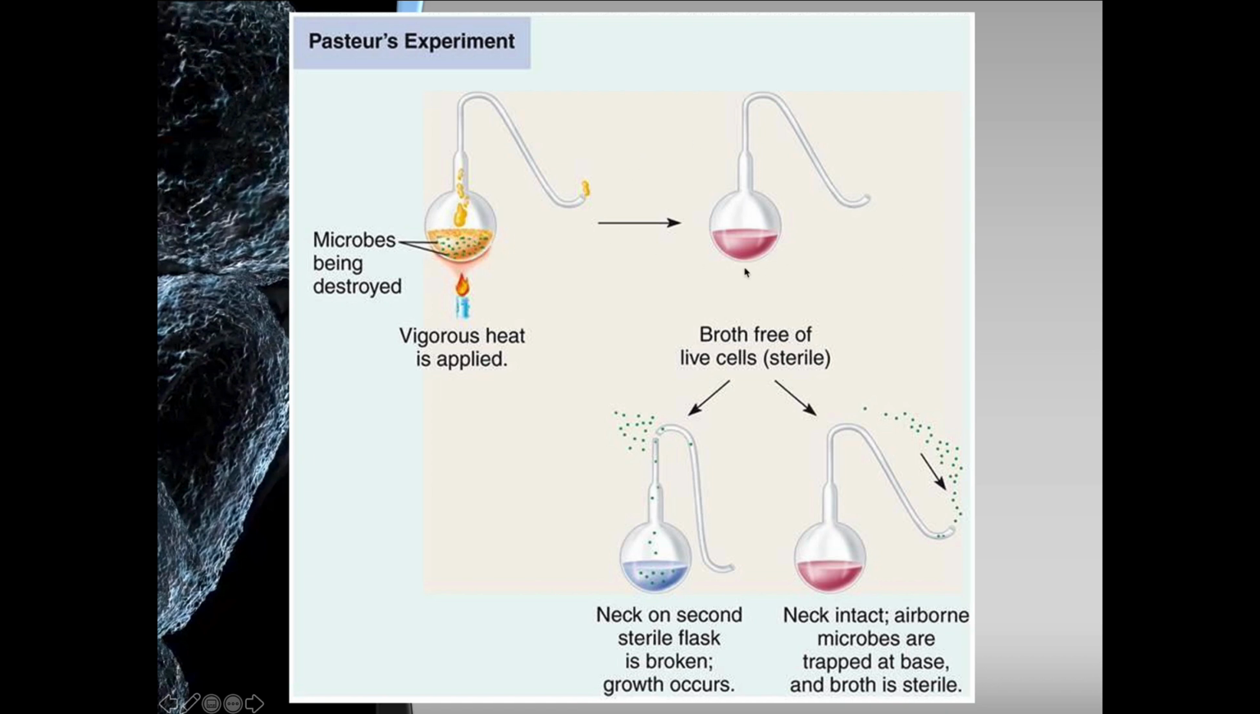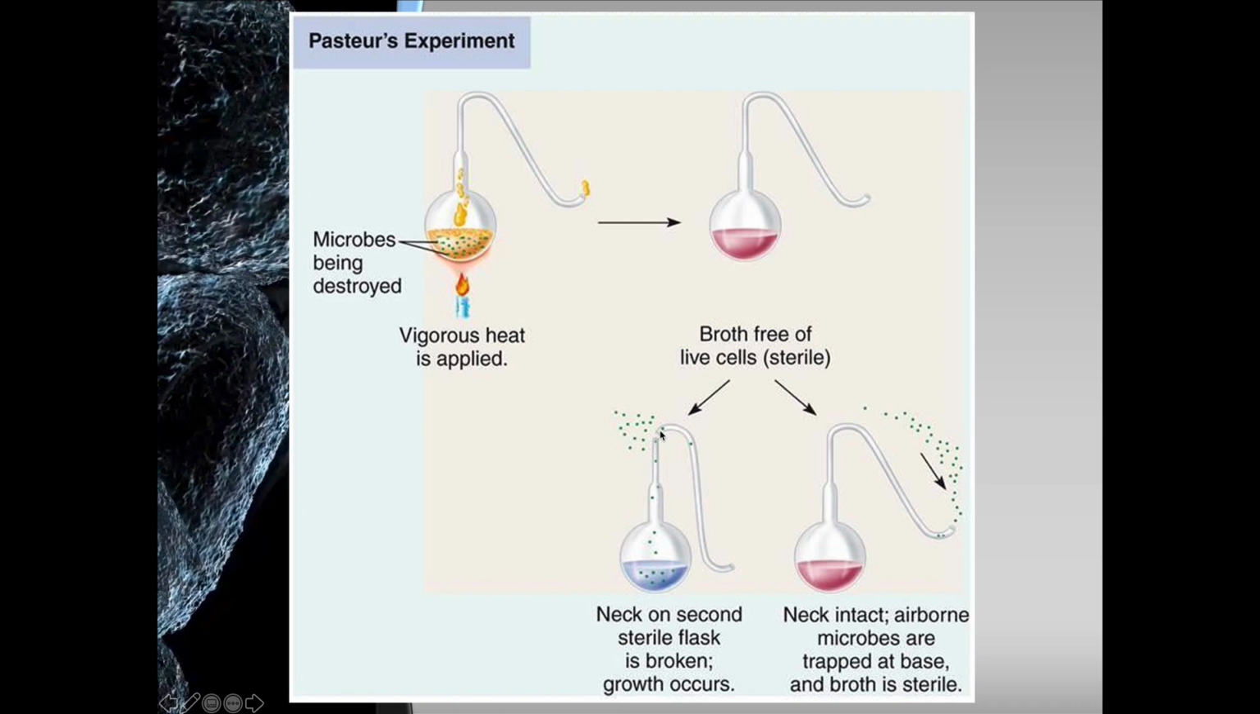So after he did that, he now has a sterile broth free of live cells. Once it's been boiled for a given amount of time, there'd be nothing living left in it. And he went ahead then and broke the neck off of one of his flasks and left the other neck in place on a different sample.